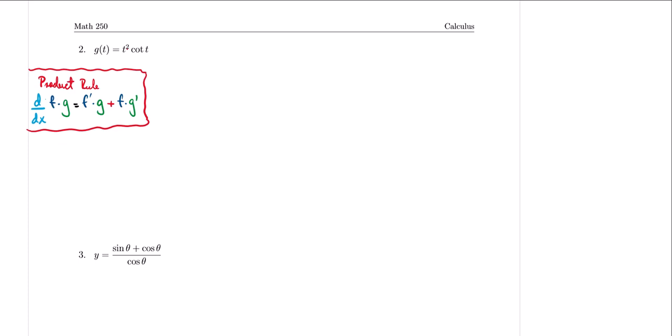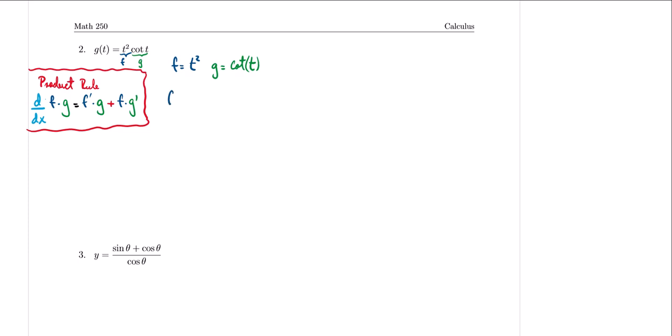So here we have the product rule, which tells us that if you're taking the derivative of two functions that are multiplying, then the derivative will be the derivative of the first times the second plus the first function times the derivative of the second. All right, so let's take a look at this problem. Which two functions are we multiplying? Well, we are multiplying t squared, which I'm going to call my f, and the cotangent of t, which I'm going to call my g. So listing them out here, let's find the respective derivatives.